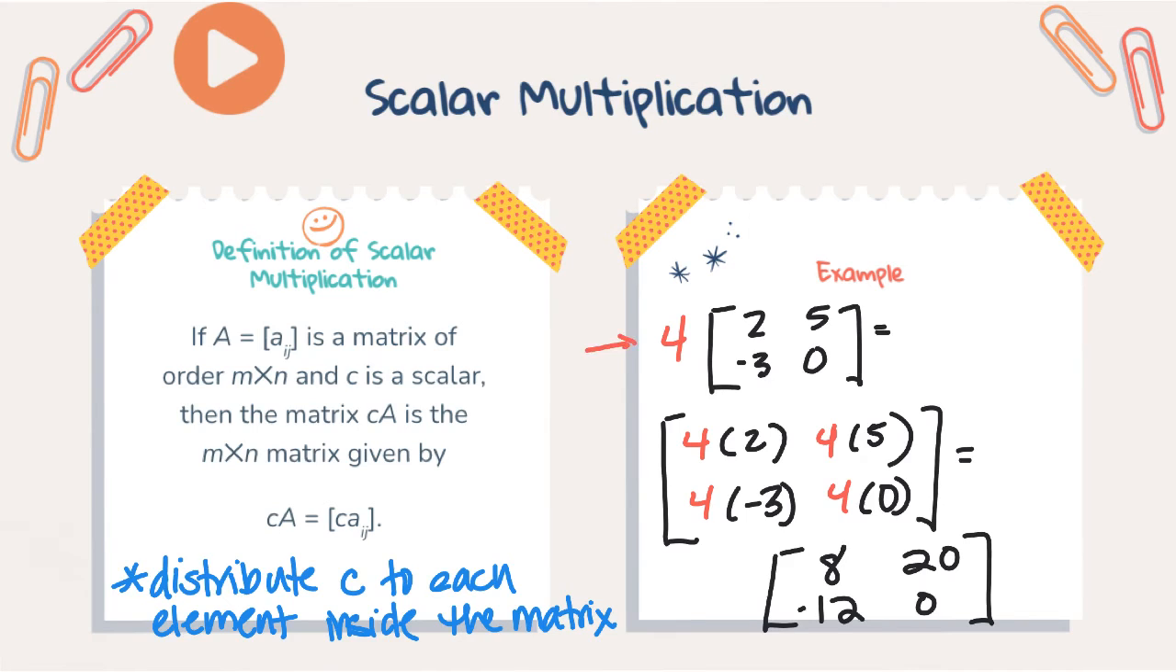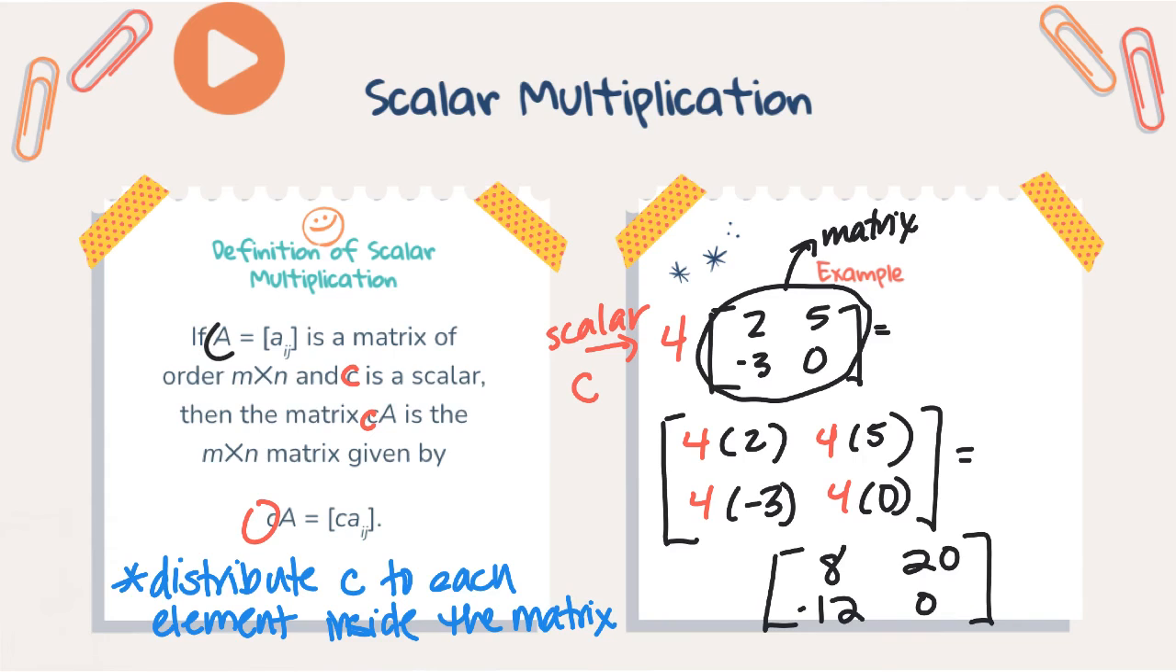So notice that 4 is the scalar, and this right here is the matrix. So if we're connecting the example to the notation in the formal definition, the scalar would be what the C is referring to over here. And then the matrix is what A is referring to over here.